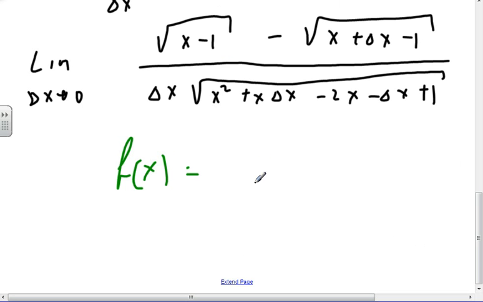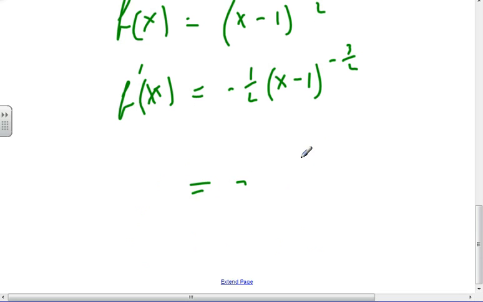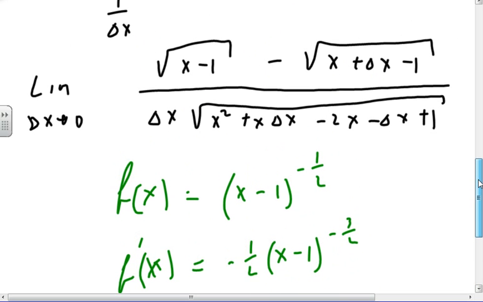f of x is equal to x minus 1 to the minus 1/2. So f prime of x is going to be minus 1/2 times x minus 1 to the minus 3/2. So that would be minus 1 over 2 times the square root of x minus 1 cubed. So that's what the answer is. The issue is, how can I get that from this piece of meat up here, I wonder?